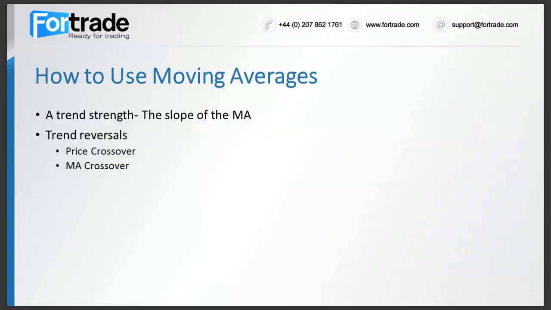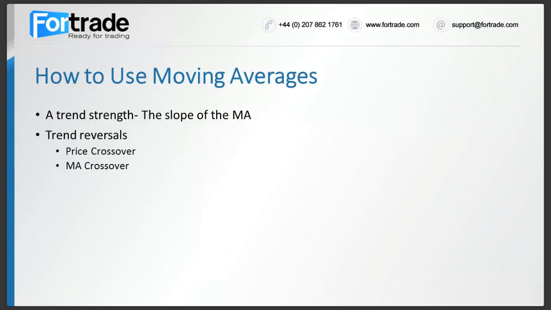So how to use moving averages? Moving averages are helpful for identifying current trends and support or resistance levels, as well as generating actual trading signals. The slope of the moving average can be used as a gauge of trend strength. In fact, many momentum-based indicators look at the slope of the moving average to determine the strength of a trend.